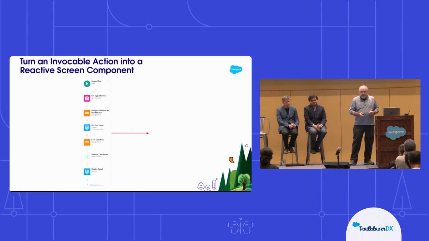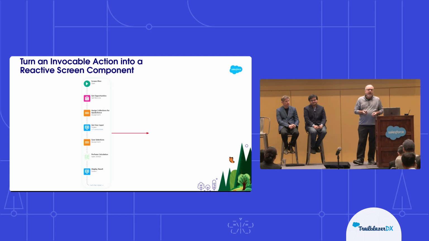So we could take a flow like we see right here that has a screen, it's getting input from the user, it's taking that input, it's passing that information to an invocable action. In this case, it's doing a summary calculation on a collection of records, and then it passes the result back. We have a second screen that displays the result. So we get input, we run our action, we display our output.